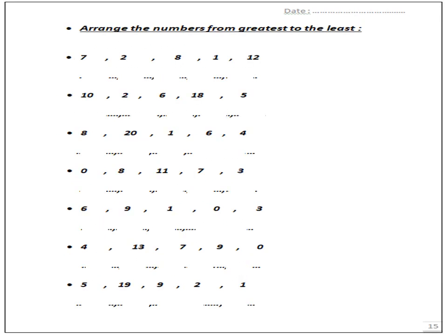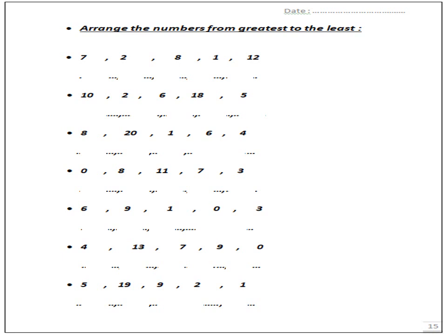Open your final revision page 15, Primary 1. Arrange the numbers from greatest to the least. What's meant by greatest to the least? Means we arrange the numbers from the biggest to the smallest. Okay. The first question here, 7, 2, 8, 1 and 12.